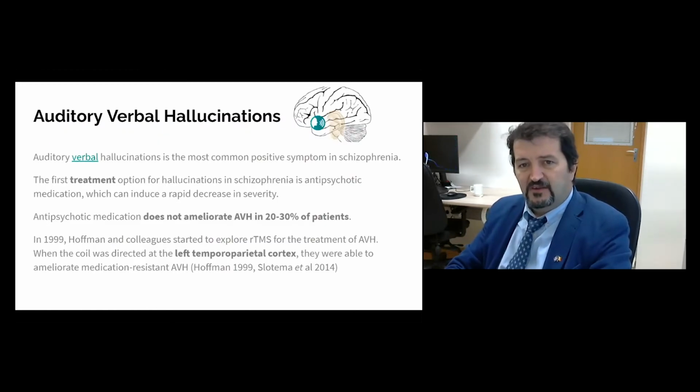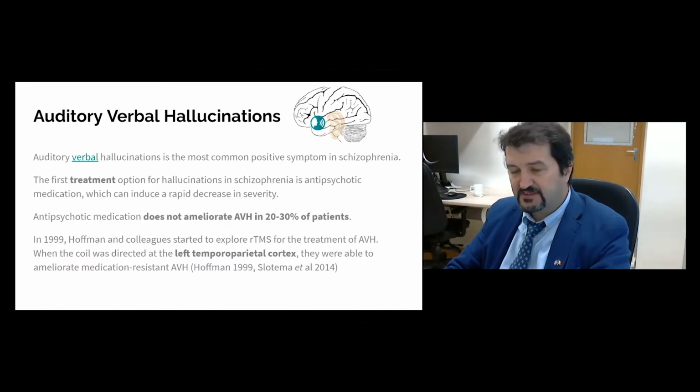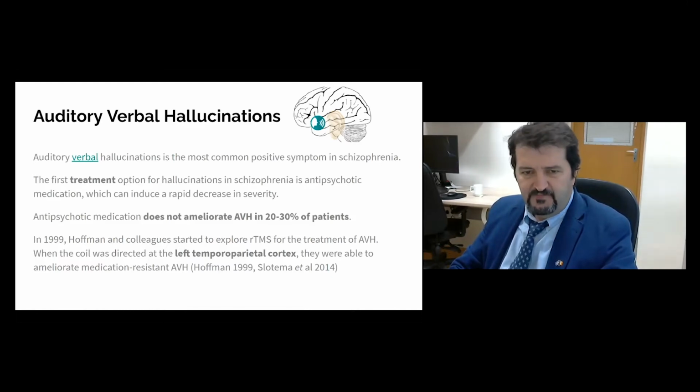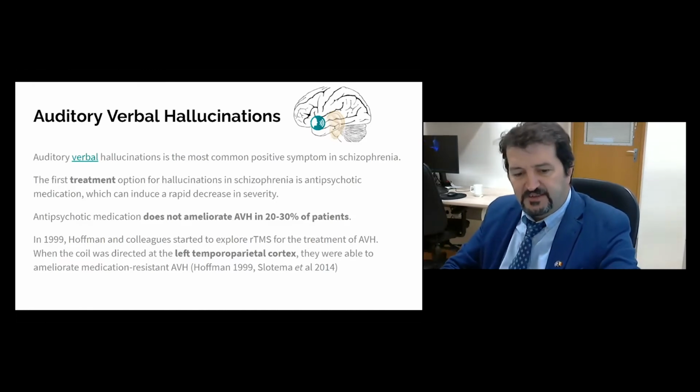Regarding auditory verbal hallucinations, as I said, it's the most common positive symptom in schizophrenia. And the first treatment option for these hallucinations is antipsychotic medication. Even so, 20–30% of the patients are not ameliorating. They are medically refractory, pharmacoresistant. So this is important for alternative emerging treatments.